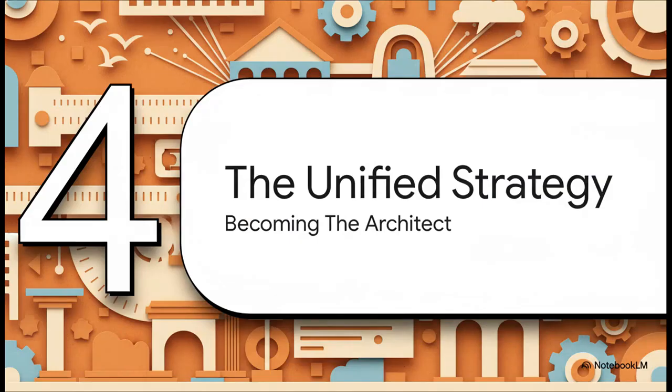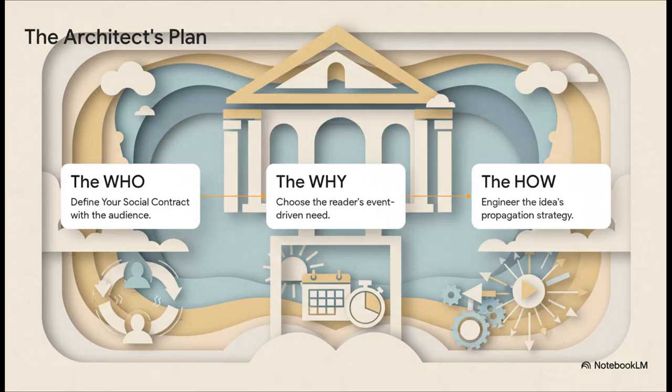Okay, so this is where it all comes together in the unified strategy. The real magic, the work of a true architect, isn't just picking one of these keys. It's about getting all three to work in perfect harmony. An architect aligns the who, their relationship with the audience, with the why, the reader's urgent, event-driven need, and finally with the how, the way the idea is built to spread. They all lock together into one incredibly powerful plan.